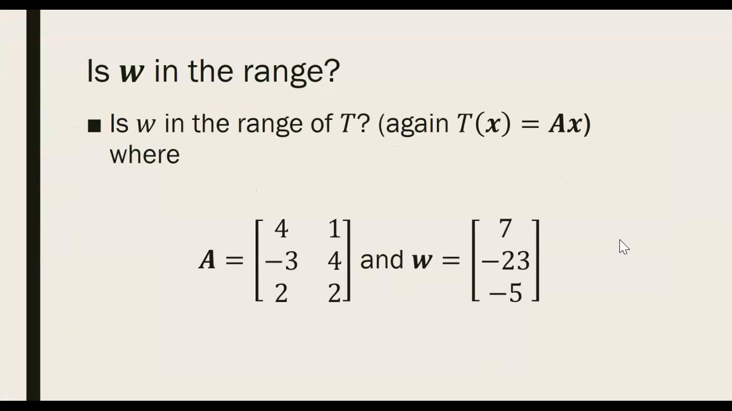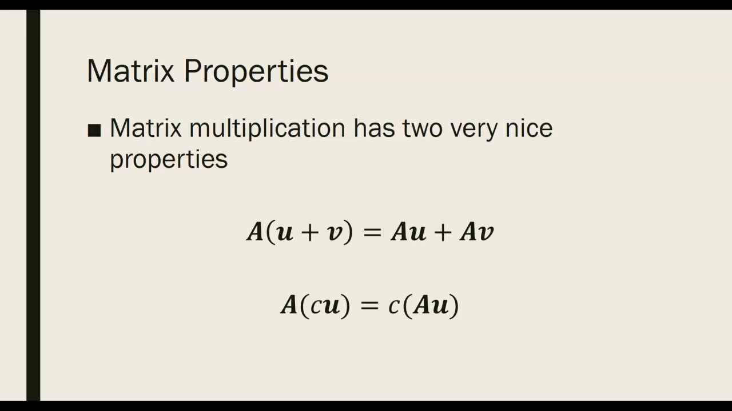Hopefully that all makes sense. So that's the type of questions that we could ask about a matrix transformation. Now, I want to focus on why we were dealing with matrices. And what makes matrices special is these two nice properties that we've seen before. Specifically, matrix multiplication multiplied times vectors distributes over addition. Matrix multiplication with a vector distributes over addition.